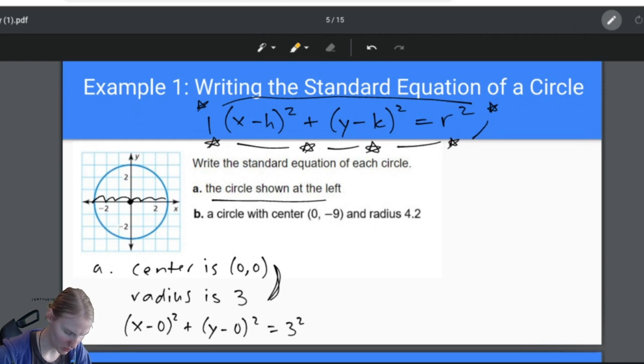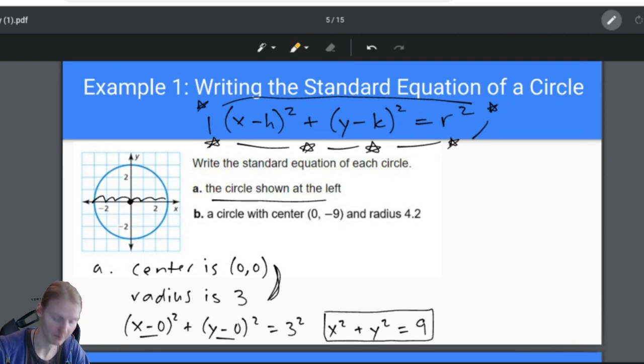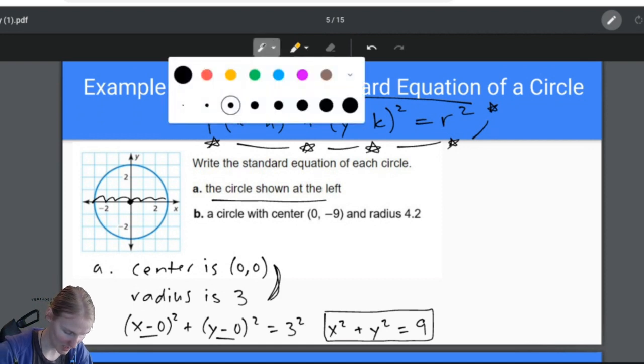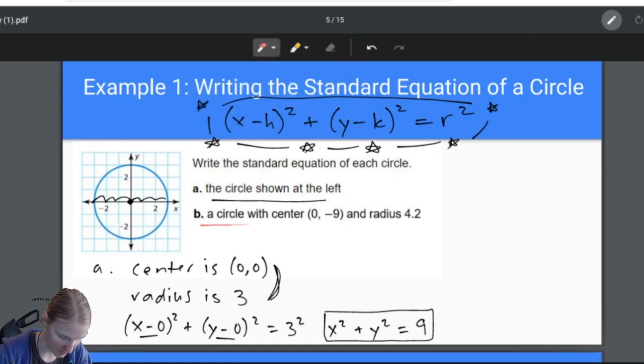Now, you can simplify this, because what is x minus 0? Well, it's just x. x squared is x squared. y minus 0 is just y. So we have y squared, and 3 squared, 9. And there you have it. That is part A. Let's do part B, and let's do it in a different color because we can.